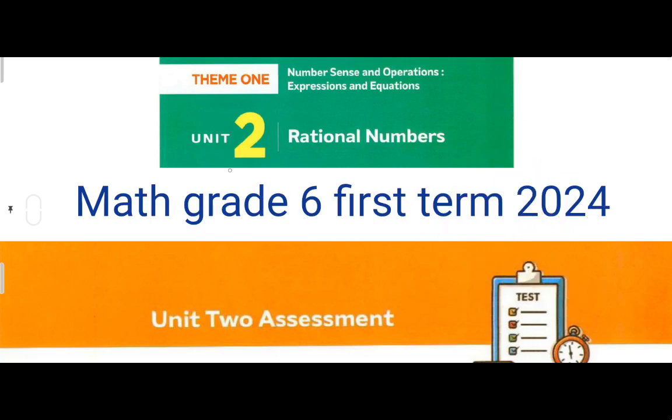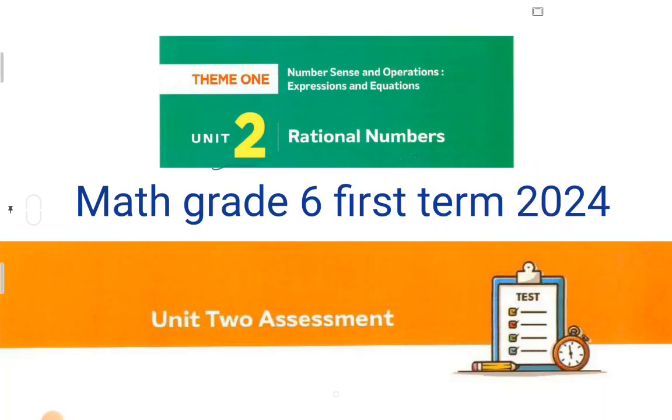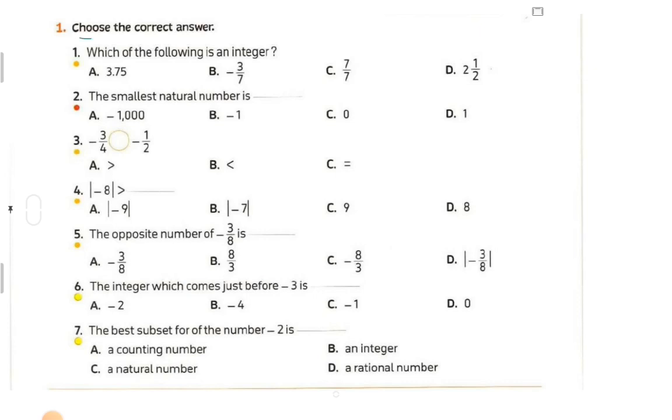Hi, Unit 2, Irrational Number Assessment. Question number 1, choose the correct answer. Point 1. Which of the following is an integer? We know integers are positive, negative, and 0. This is equal to 1, right? So this is the integer.